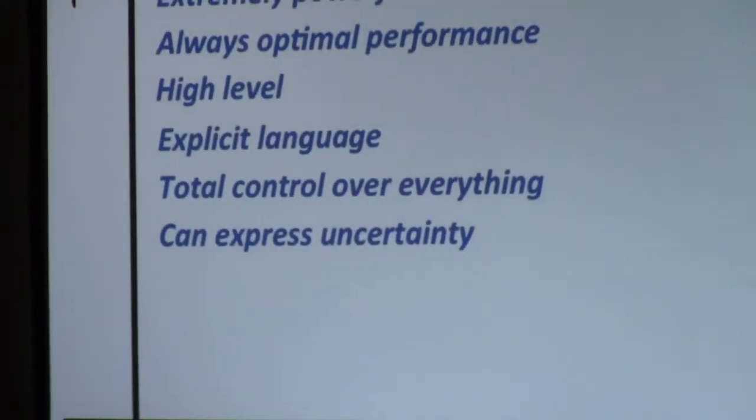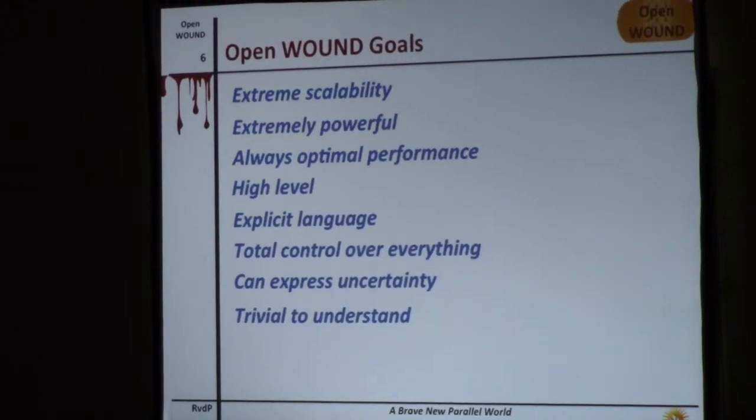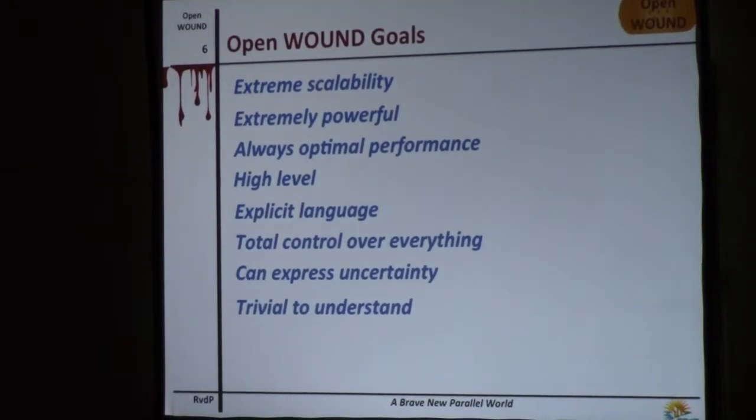All right. One of the things is I want to be able to deal with uncertainty because often when you develop a code, you don't know everything for sure, so I want to be able to deal with that. And of course, whatever the programming model provides should be trivial to understand. So there we go. These are the goals, again. Why be modest?